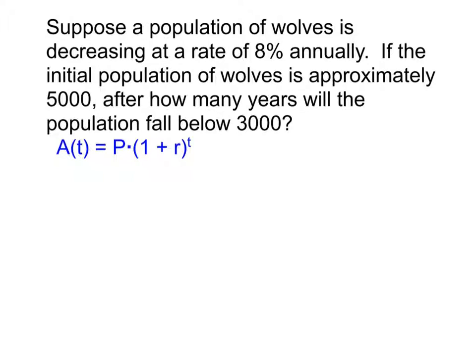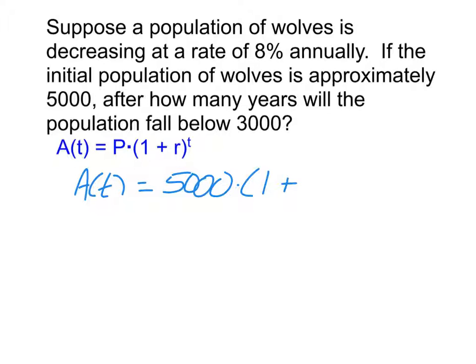So if I am going to start plugging into this equation, I'm typically going to do A of t equals P. What is our P value? What's our starting value, remember? 5,000. That's the 5,000, yes. So it's going to be 5,000 times 1 plus R. What is R here? 0.08.